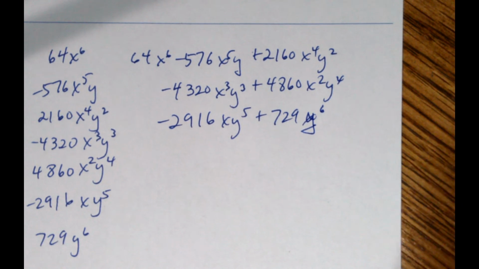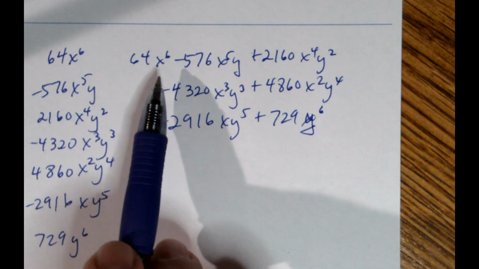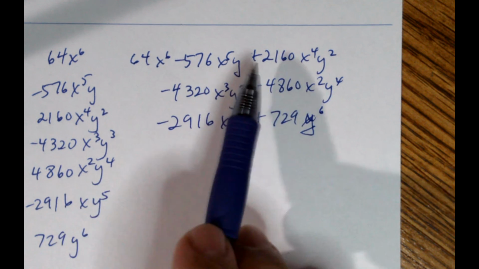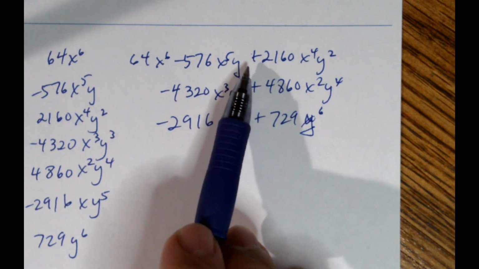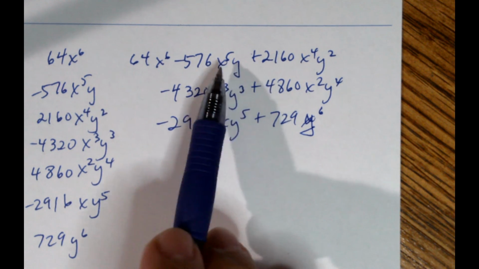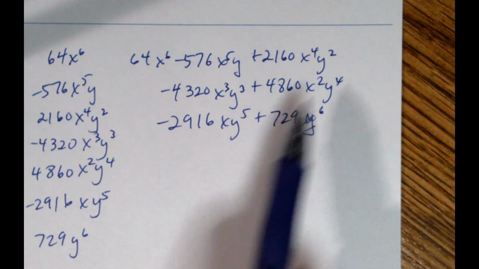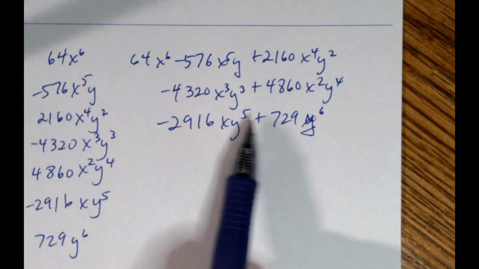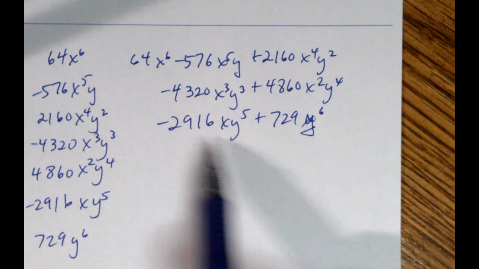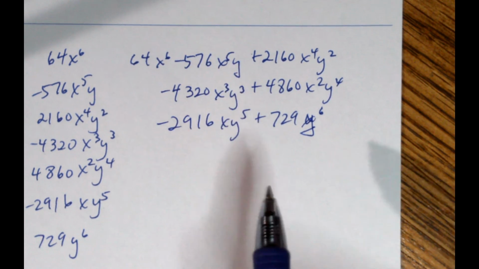I want you to notice something. The sum of the exponents in each term is 6, right? X to the 6. Remember, if you don't see an exponent, it's an invisible one. So 5 plus 1 is 6. 4 plus 2 is 6. 3 plus 3 is 6. 2 plus 4 is 6. Invisible 1 plus 5 is 6. And that's a 6. So if your exponents don't add up like that, then you did something wrong, right?